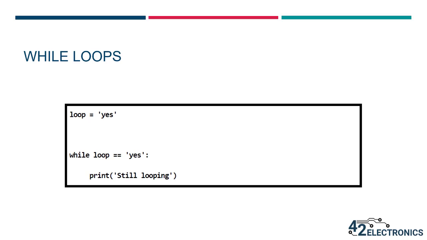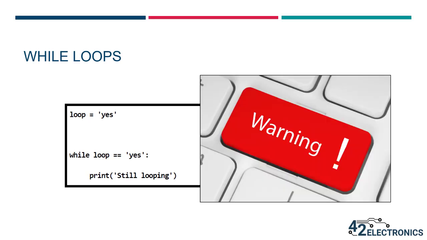Now, the value of loop is initially set to yes. So the while loop will keep running until loop no longer equals yes. Okay, but here's a quick warning. Don't try to run this exact code in Thonny. Since there's no code to change the value of loop to anything but yes in this specific code, the while loop will execute forever. So this would be an endless program that you'd have to manually stop.